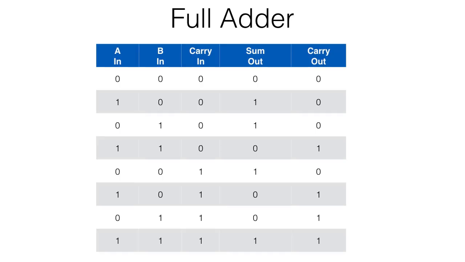And then when I have 1 plus 1 plus 1, what does that give me? That gives me 1, 1. So therefore 1 goes in this column and 1 is carried over into the next column. This should make sense to you because we've already done this in binary addition earlier in this course.